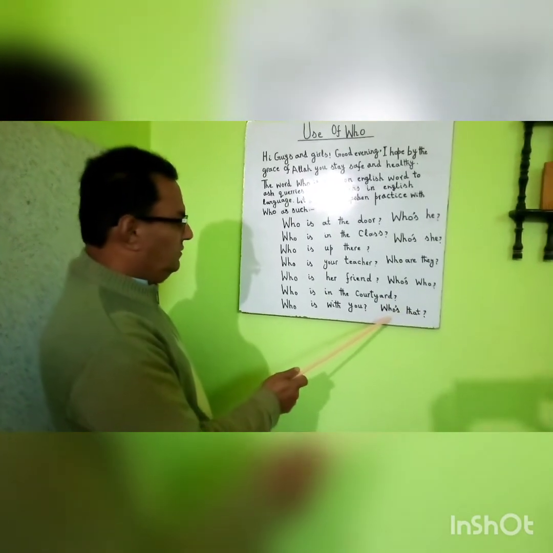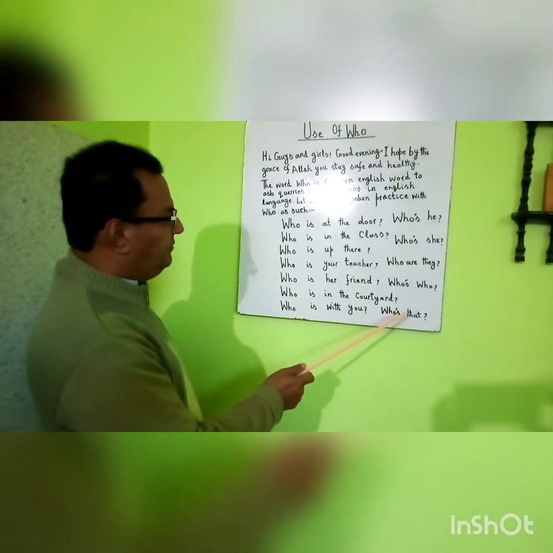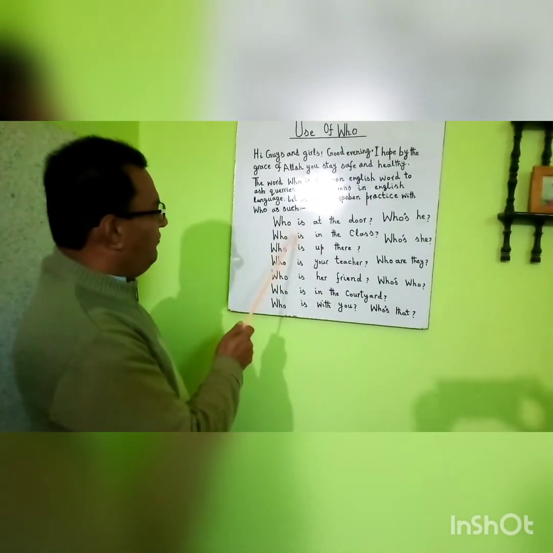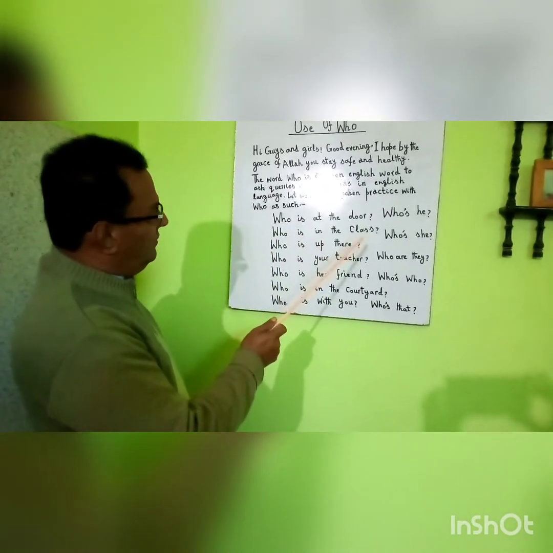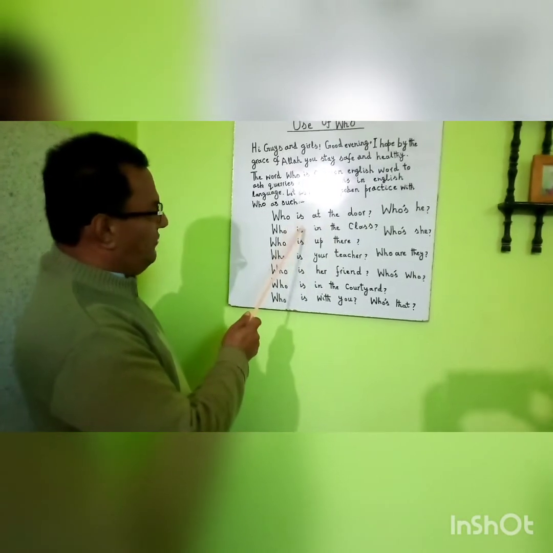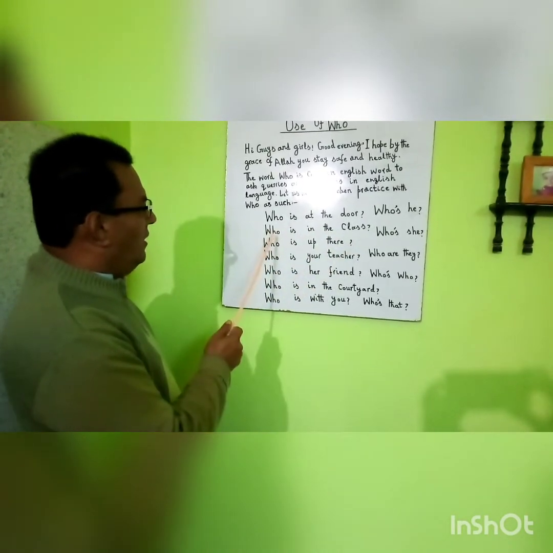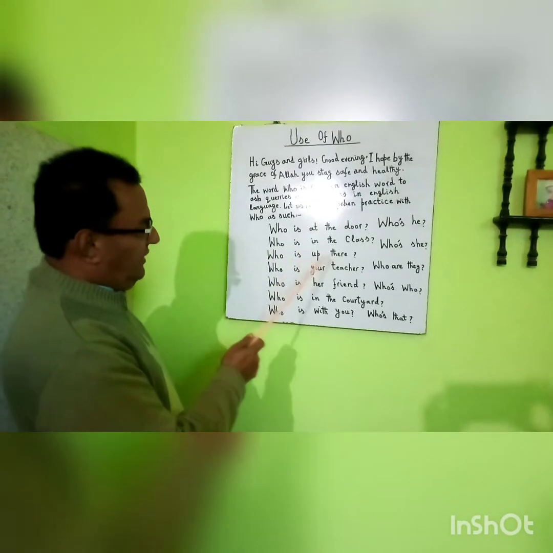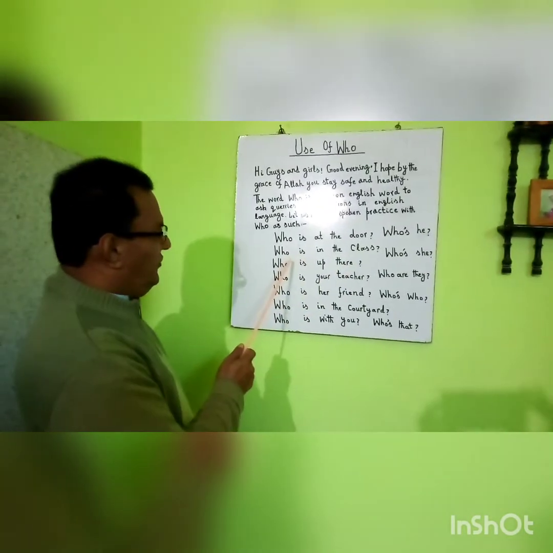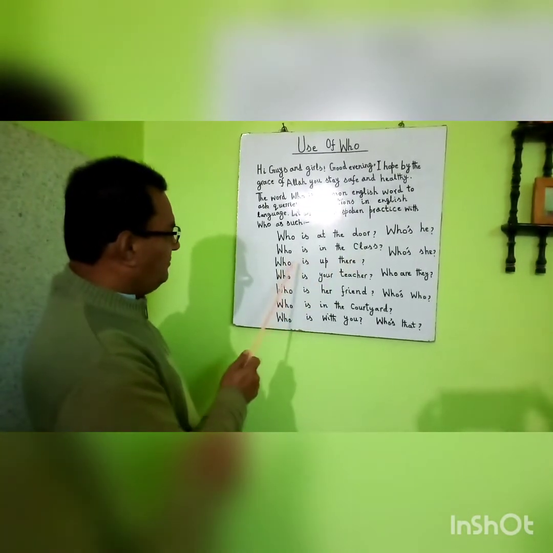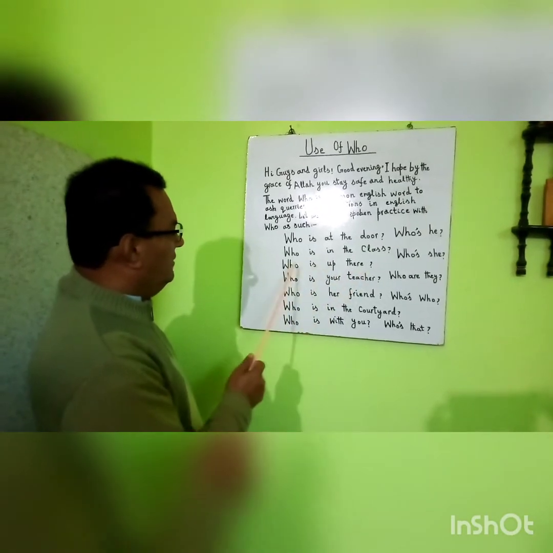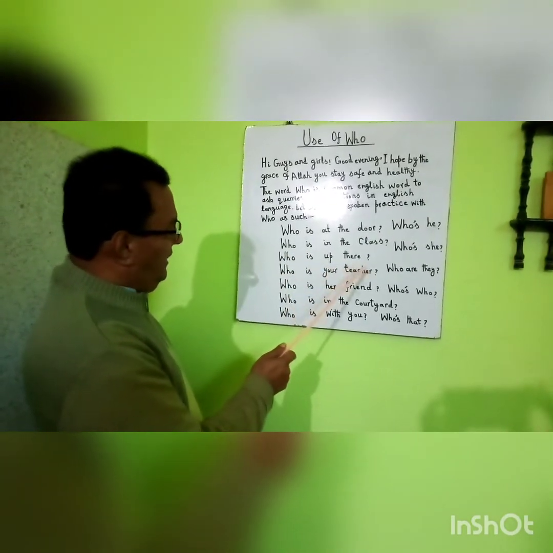Who's that? That's a fort. Here you can see, who is at the door? Someone is at the door. Next you can see, who is in the class? The students are in the class. Who is up there? Noman is up there.